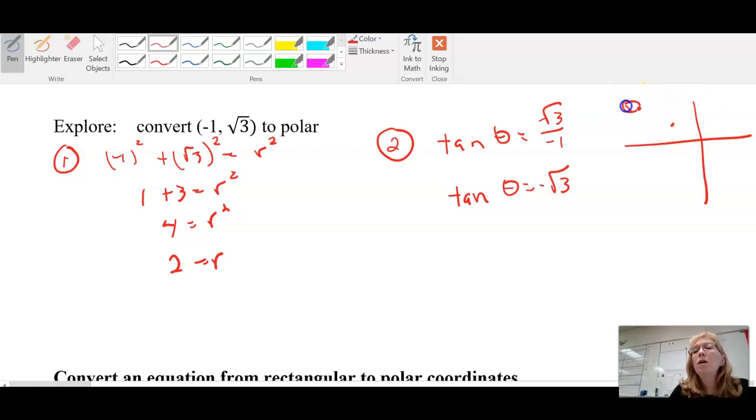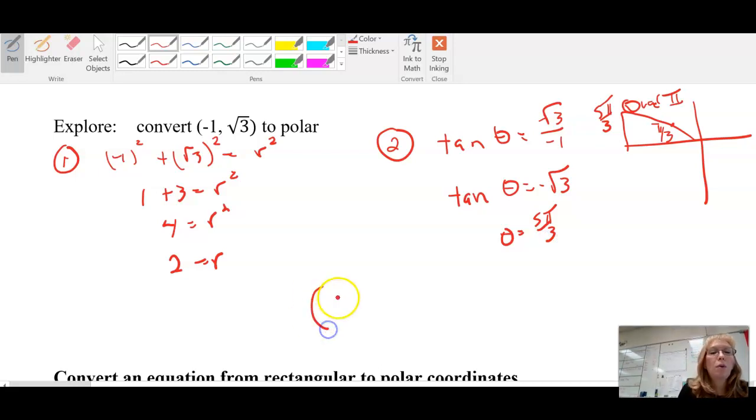This time, we go negative 1, square root of 3. We're here. We are in quadrant 2, so we have to be a little careful. So the reference is the square root of 3. Okay, I know the square root of 3 is pi over 3. So we know we're going up here. We're going pi over 3 this direction, which puts me at pi over 3. So theta equals 5 pi over 3. Right? So that means my polar coordinate is 2, 5 pi over 3.